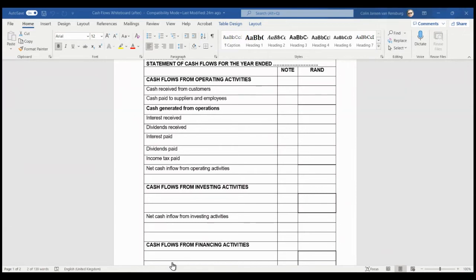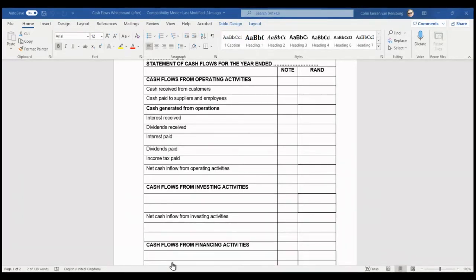But now, another note that you must now already take here, please. Remember, this is the statement of cash flows. It is not the statement of financial position. So it is not enough to simply write here property, plant, and equipment, or property, or land, or buildings, or vehicles, right?